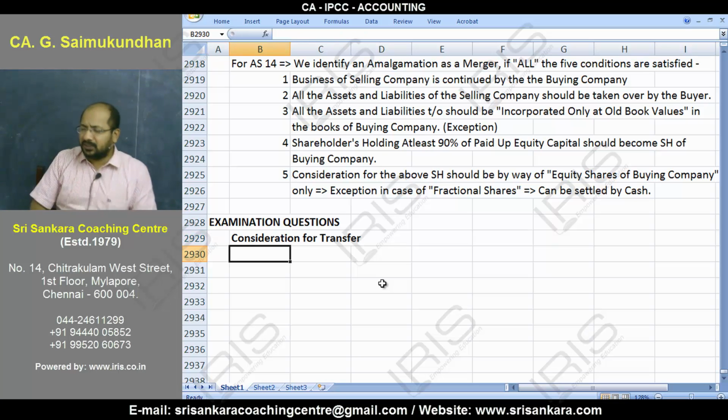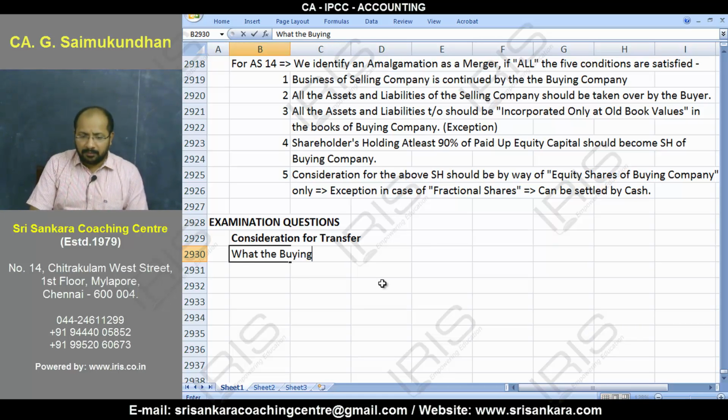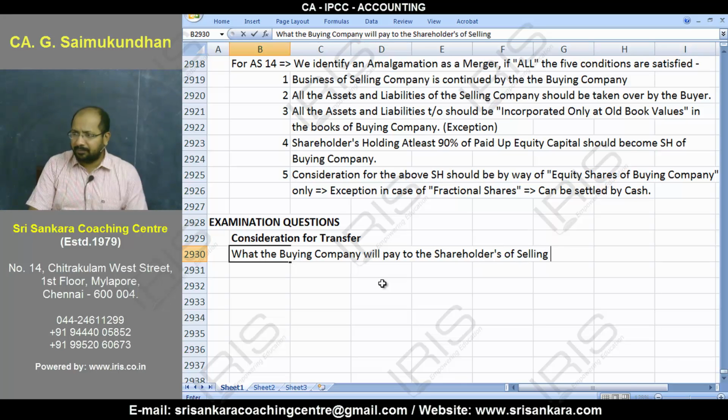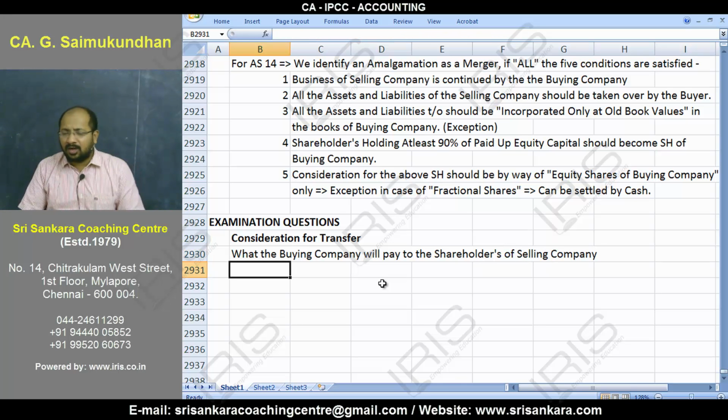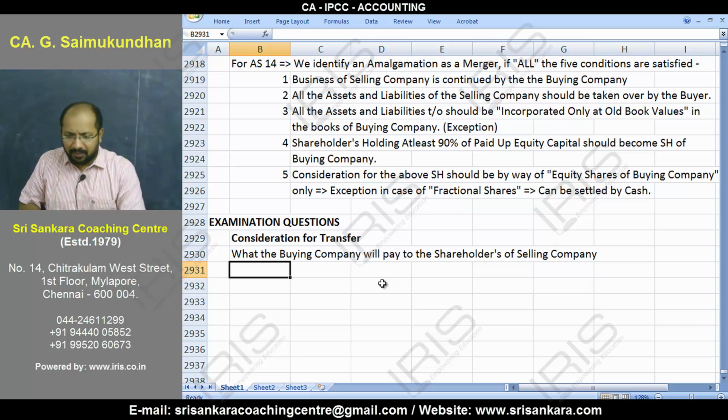Look at this idea please. What exactly is consideration for a transfer? The consideration for a transfer represents what the buying company will pay to the shareholders of selling company. You are technically not buying something from the selling company. You are buying something from shareholders of the selling company. Right? Because selling company will not exist. We are buying the company itself from your shareholders. So what the buying company will pay to shareholders of selling company is technically called a consideration for transfer.